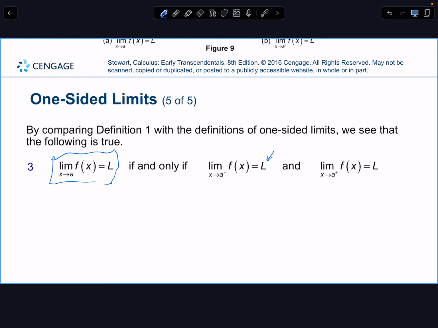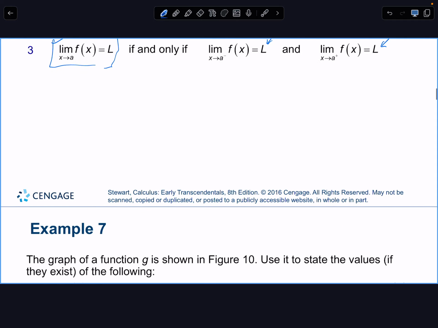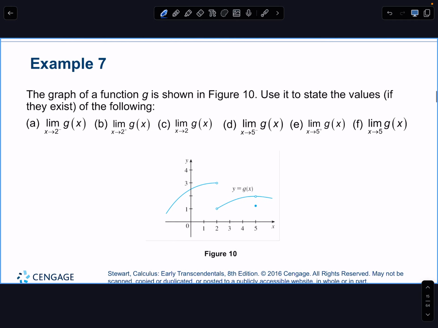So anyways, basically, if the left-hand limit and the right-hand limit are the same number, then f has a limit. And if they're not the same number, then f does not have a limit. Okay, so here we go.